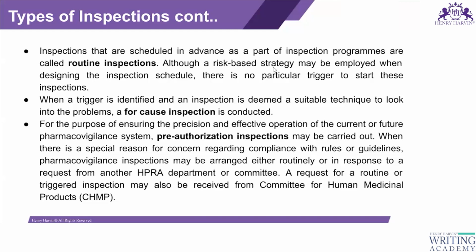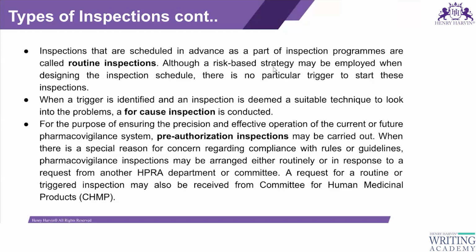It means the company might have been manufacturing other products earlier, before getting authorization for this product. So what is the pharmacovigilance system for the other products, before giving the authorization to a particular drug? The inspections conducted for this are known as pre-authorization inspections. When there is a special reason for concern regarding compliance with rules or guidelines, pharmacovigilance inspections may be arranged either routinely or in response to a request from another HPRA department or committee.